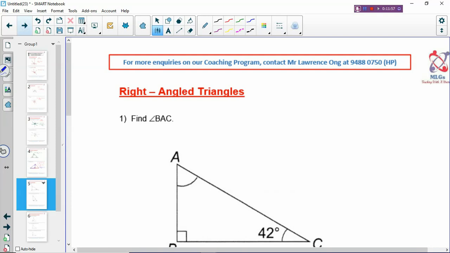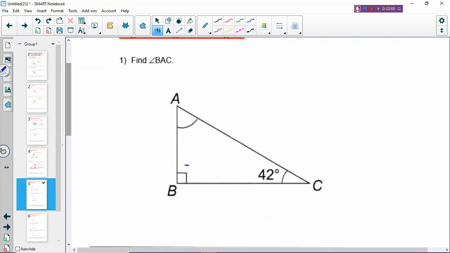Okay, now you have right angle triangles. So you have a few kinds of triangles. You have normal triangles, like what you saw just now, and then you have a right angle triangle, which is very easy to recognize by the square box. We see a square box, that is 90 degrees. And then you can find BAC.